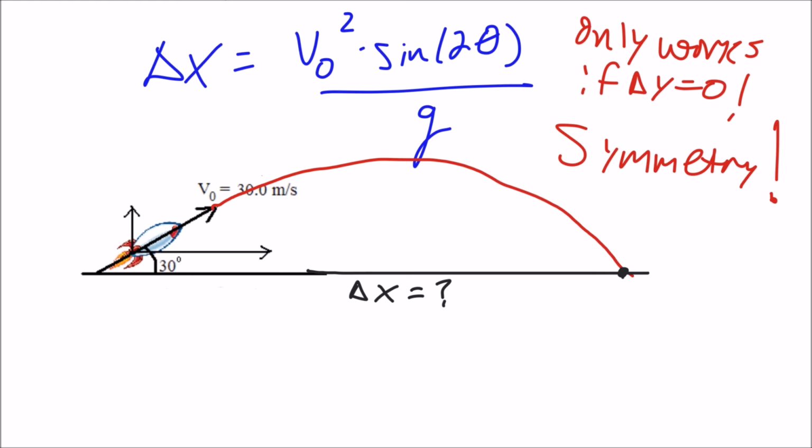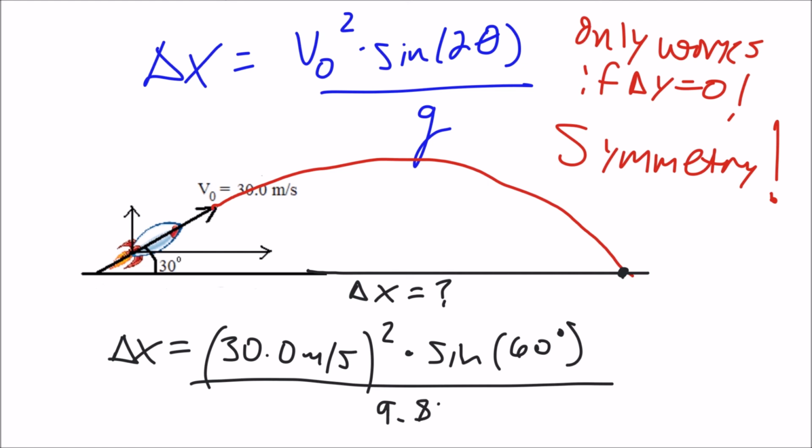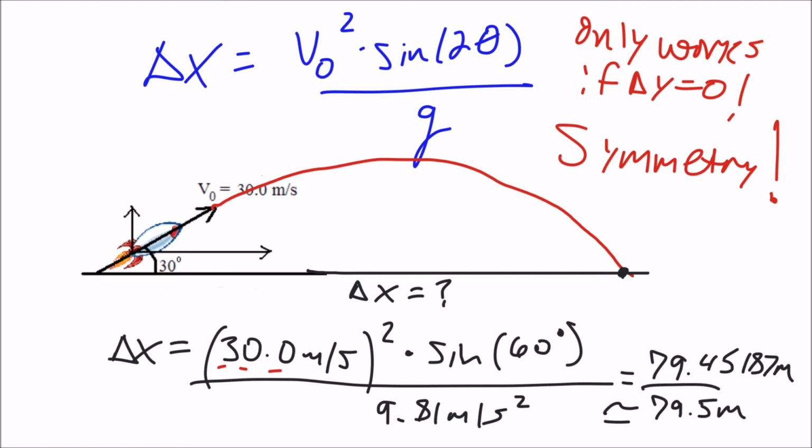All right, so we're going to take the 30 meters per second and we're going to square that. Times the sine of, now the angle they gave me is 30 degrees, 2 times 30 is 60. And divide all of that by positive little g, so 9.81 meters per second squared. Okay, so when I do that, I'm coming up with 79.45187 meters. So with the correct number of sig figs, which would be 3, I'm going to end up with 79.5 meters, which is the exact same thing as we ended up with earlier in the video when we had a lot more steps to go through.